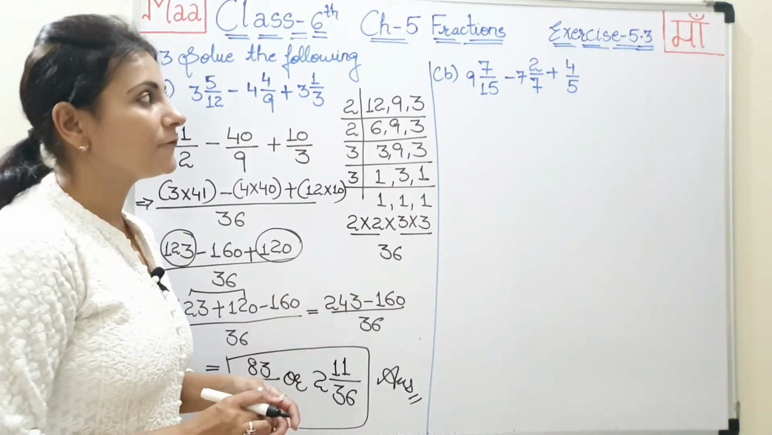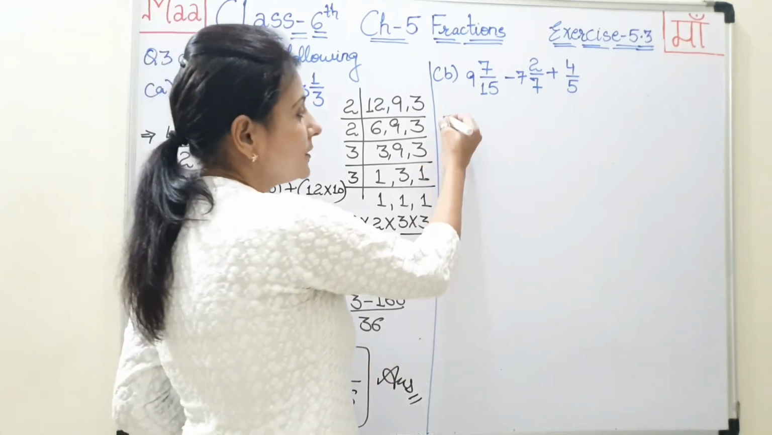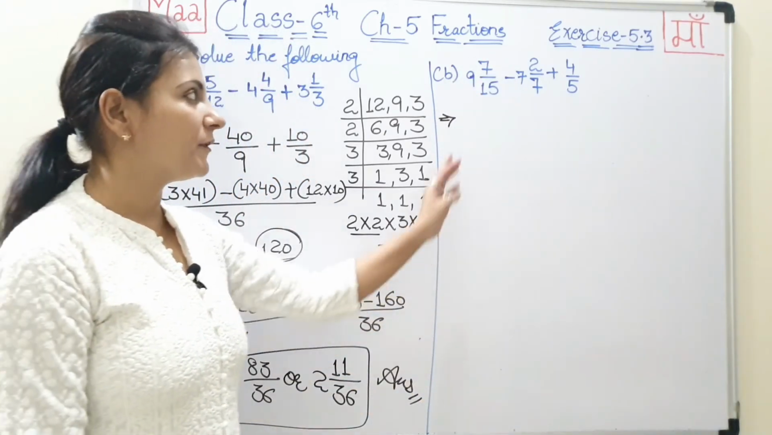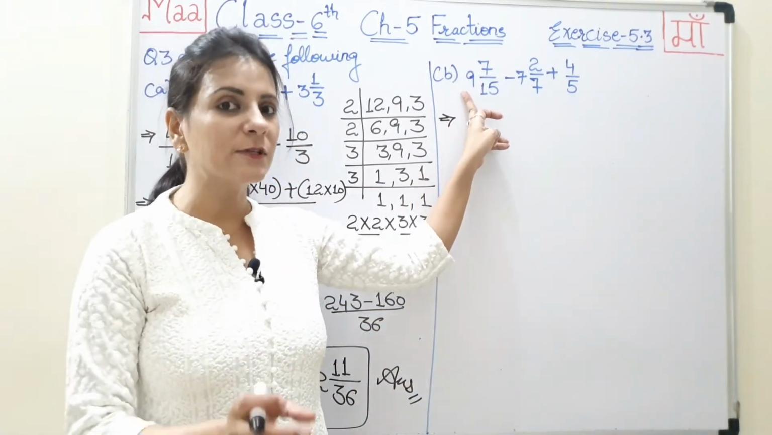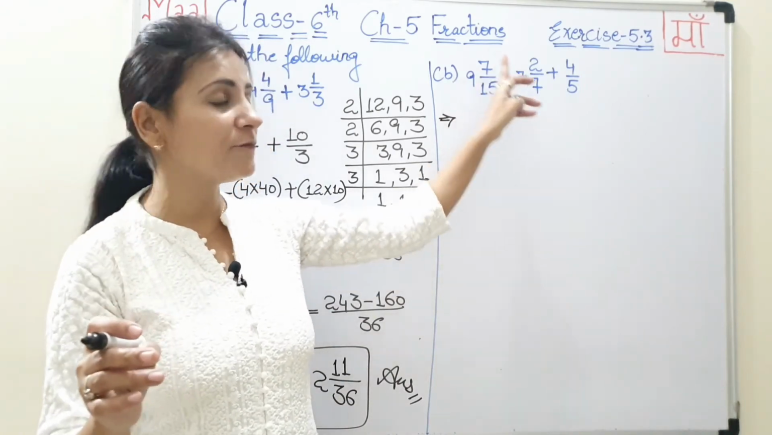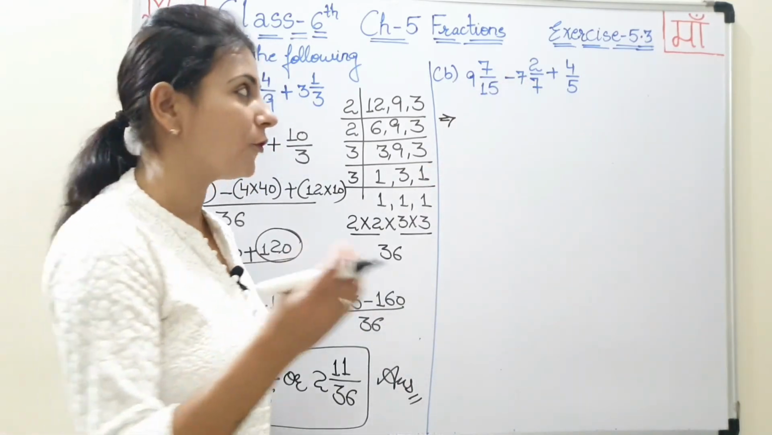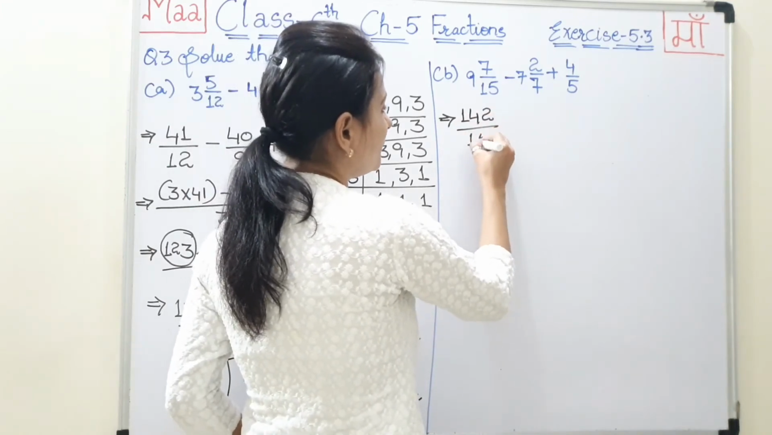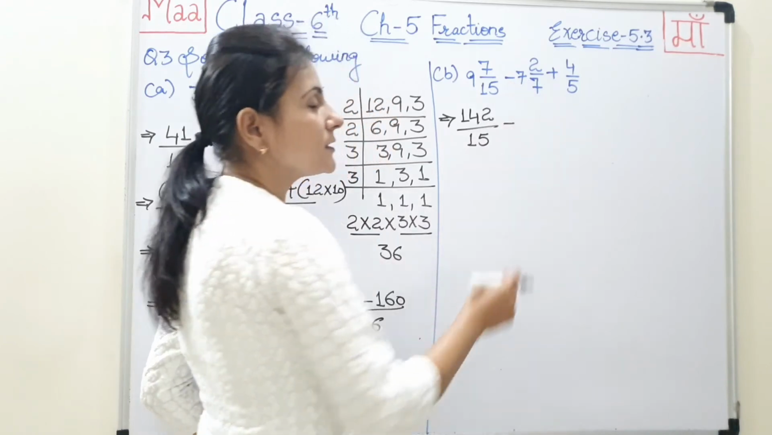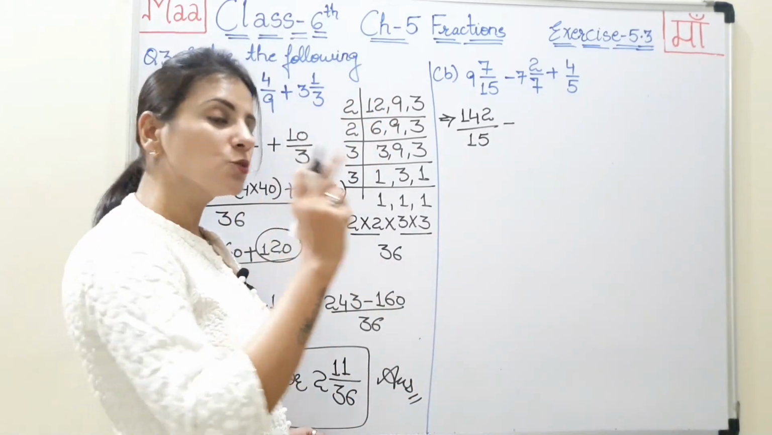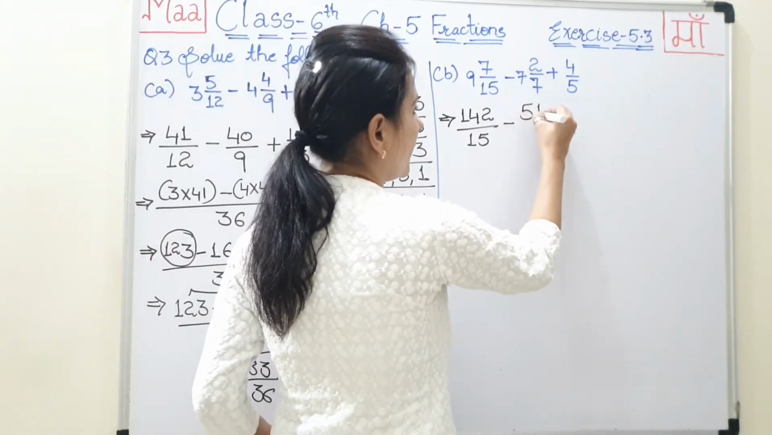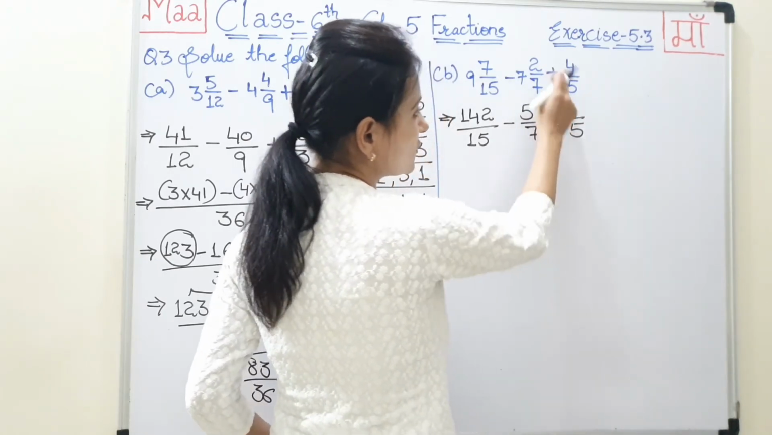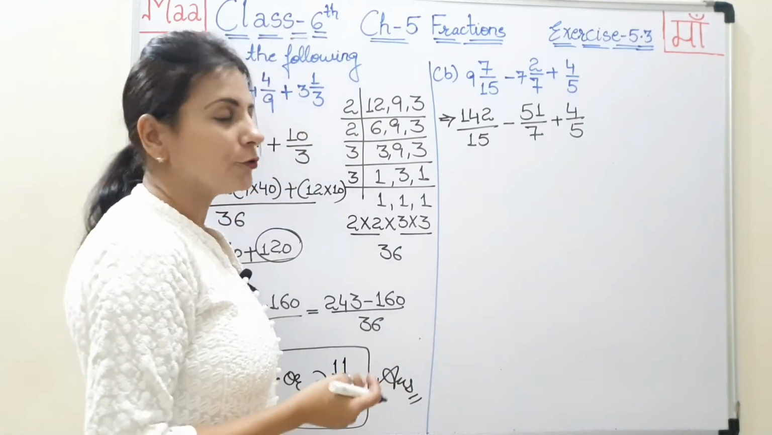So similarly we have to do part B. Pay attention, again we have to convert this mixed fraction into an improper fraction. So 15 into 9 is 135 and 135 plus 7 is 142. So we will write in the numerator 142 upon 15, minus 7 sevens are 49 and 49 plus 2 is 51 upon 7, and this is directly given as a proper fraction, 4 upon 5 as it is, we will note it down.